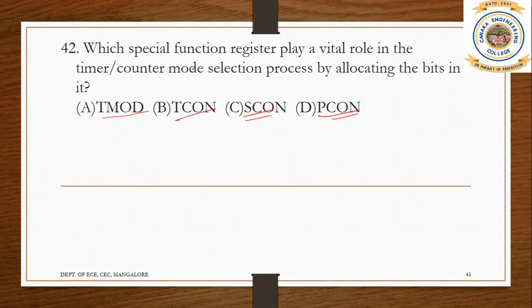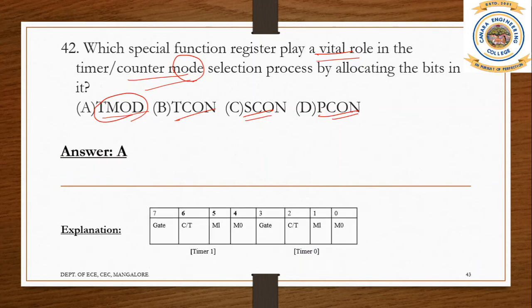My question is, out of these many SFRs, which plays a vital, important role in timer counter mode selection process? In the question itself, mode selection comes, so explicitly the answer points to TMOD. Answer is A. That's because to remember the structure of the TMOD register, here you have M1, M0, and here you have M1, M0, for timer 0 and timer 1.